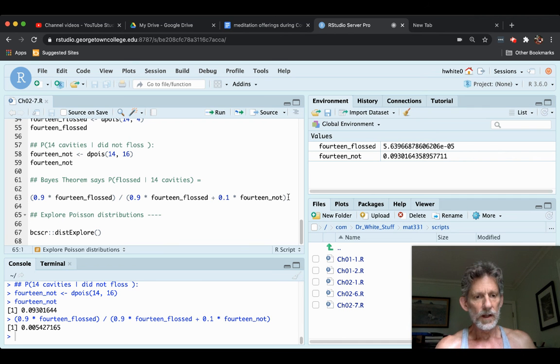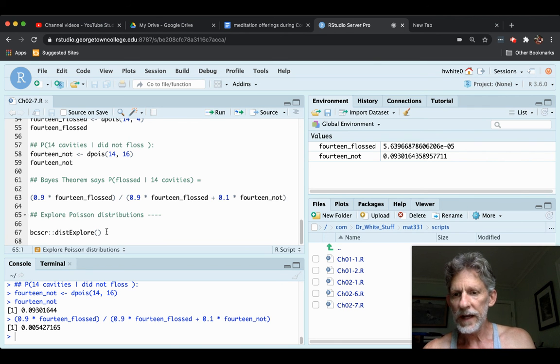So, even though George could plead and plead, hey, 90% of the population is flossers, still, given that he's got the 14 cavities, there's only about a half percent chance that he's a flosser in St. Peter's eyes. And so probably St. Peter will turn him away, and George will have to go somewhere else to spend eternity. Sad.